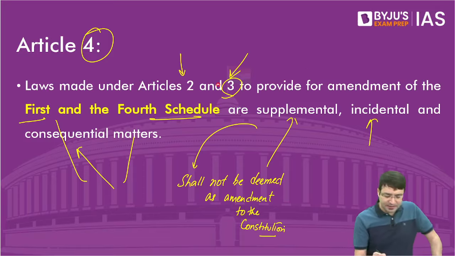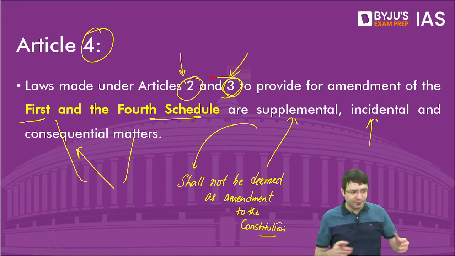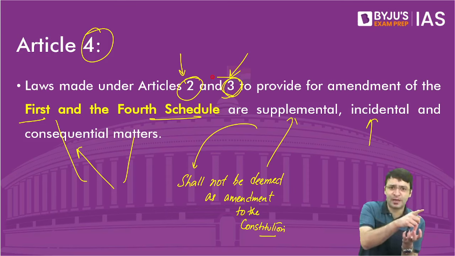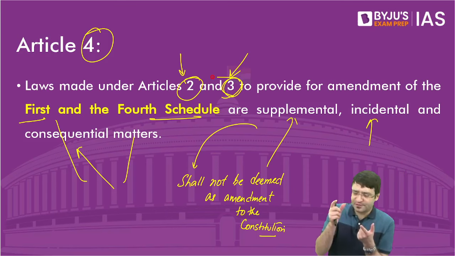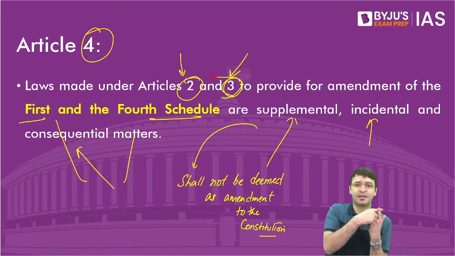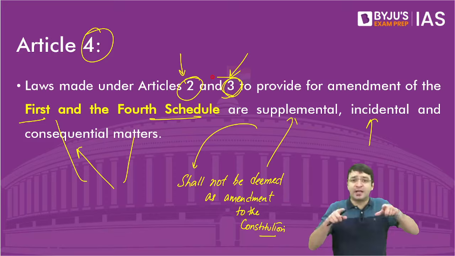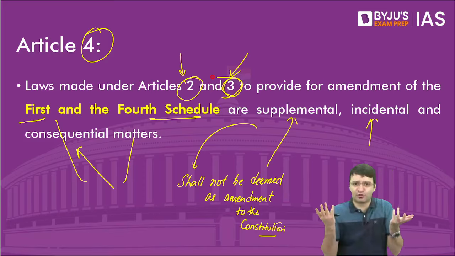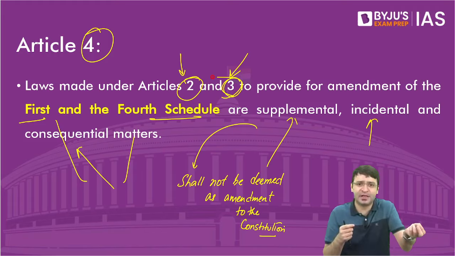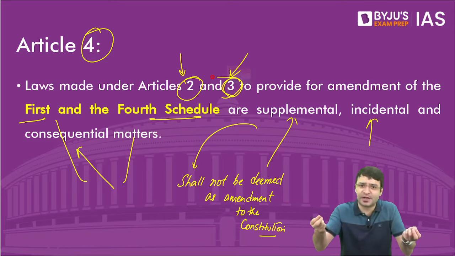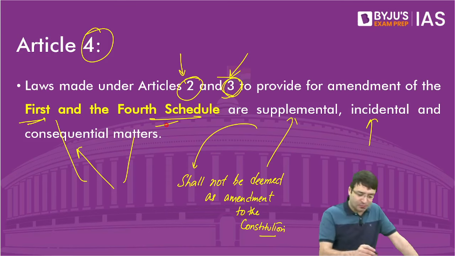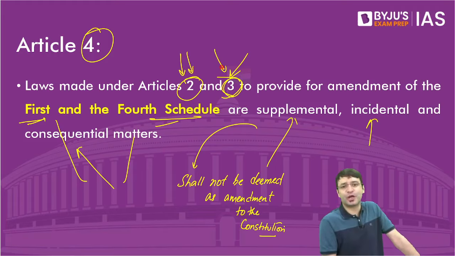But if you are passing a law under Article 2 or Article 3, where you are establishing a new state, for example, Ladakh will now be a state, you will have to change Schedule 1, you will have to change Schedule 4 as well, because if Ladakh is now a state, it should have a representation in Rajya Sabha as well. So if you are establishing a new state under Article 2, there will be changes to Schedule 1 and Schedule 4. Otherwise, there is no implication whatsoever. You are just creating a state but are not mentioning its name in the Schedule 1, not providing representation in Rajya Sabha. So if the parliament is passing a law under Article 2 and 3, there will be changes to Schedule 1 and Schedule 4, but these changes shall not be deemed as amendment.